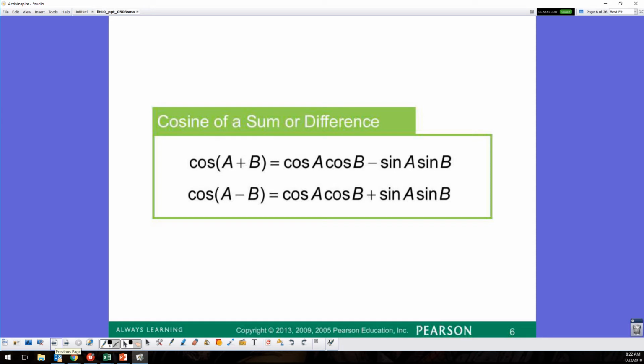Wait, what? I'm confused. Question. Where did you get the 45 and 30? Those are two numbers that are on my unit circle, right? Those are known values. We're going to use known values to find unknown values on my unit circle.